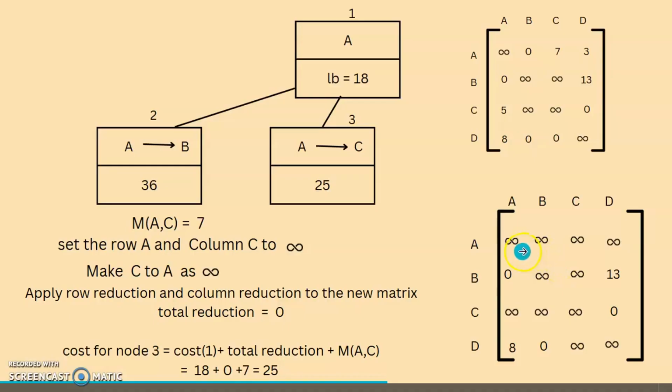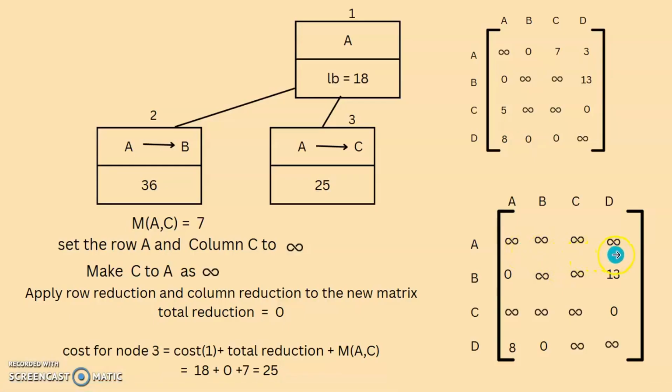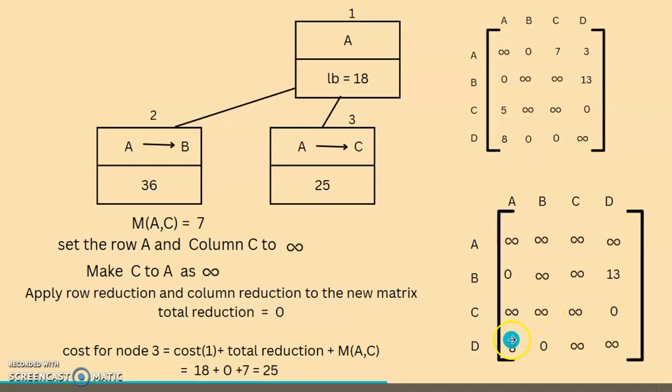But you refer the first row, all the values are infinity, so no row reduction required. And second row already contains a 0. Third row also contains a 0. And fourth row also contains a 0. So no row reduction required at all.